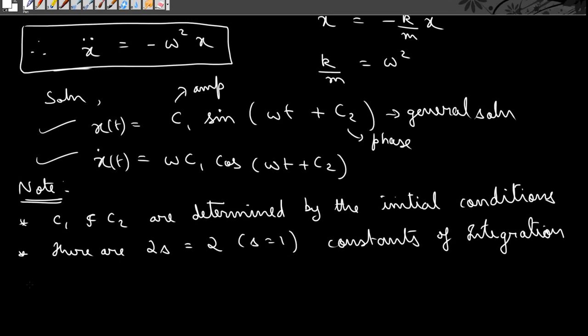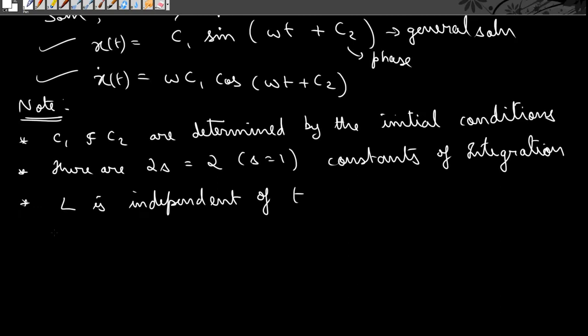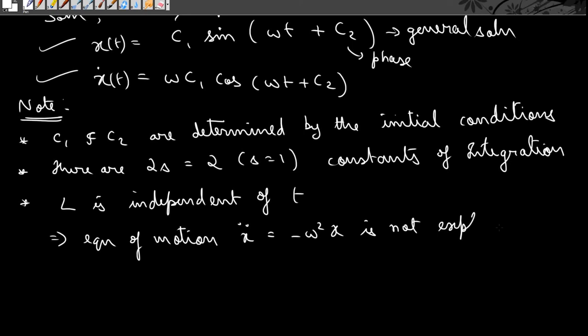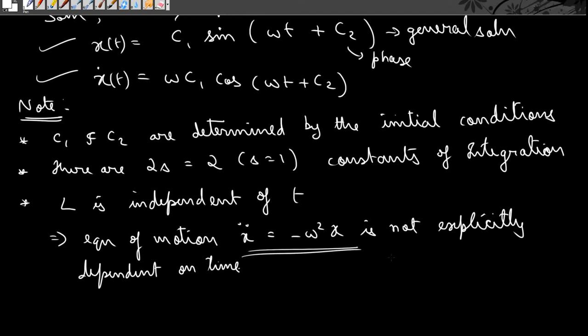Also notice that L is independent of time. This has a very important consequence, because this implies that the equation of motion, which we get from the form of the Lagrangian, and since the Lagrangian is independent of time, our equation of motion, in this case given by x double dot equal to minus omega square x, is not explicitly dependent on time. As we see, there is no t in this equation, and therefore this equation is not explicitly dependent on time.